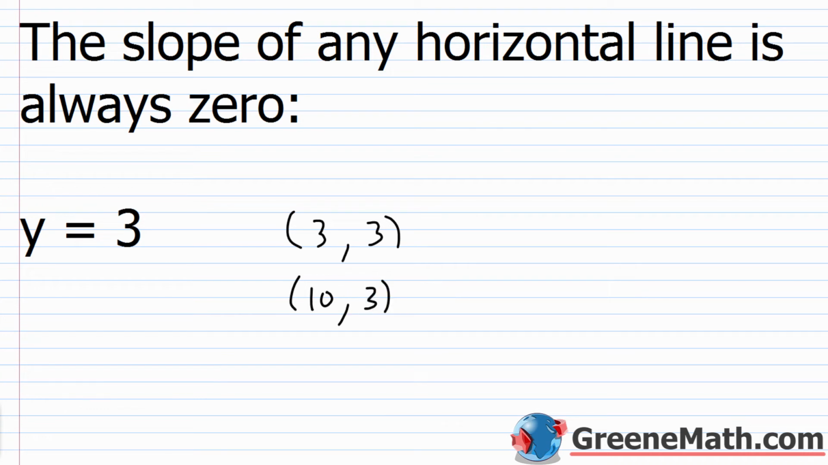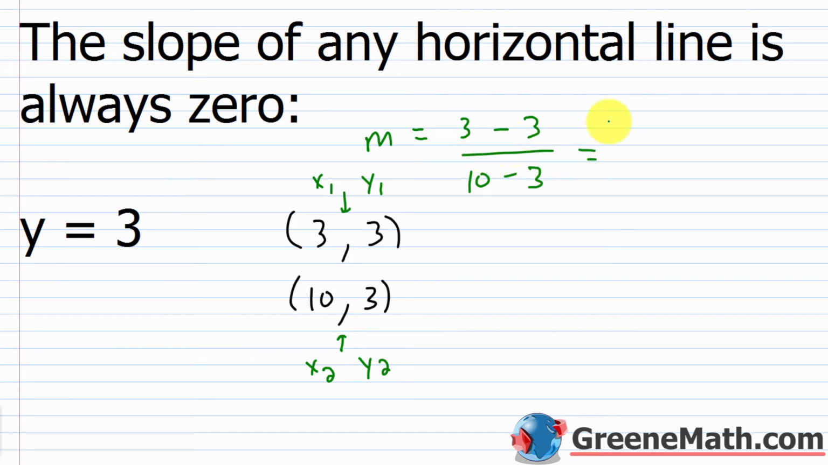So then if I plug that into my slope formula, m is equal to, and let's say this is x sub 1, y sub 1, and this is x sub 2, y sub 2. So m is equal to y sub 2, which is 3, minus y sub 1, which is also 3. That's where you get your 0 from, over x sub 2, which is 10, minus x sub 1, which is 3. So 3 minus 3 is 0 over 10 minus 3, which is 7. 0 over 7 is obviously 0.